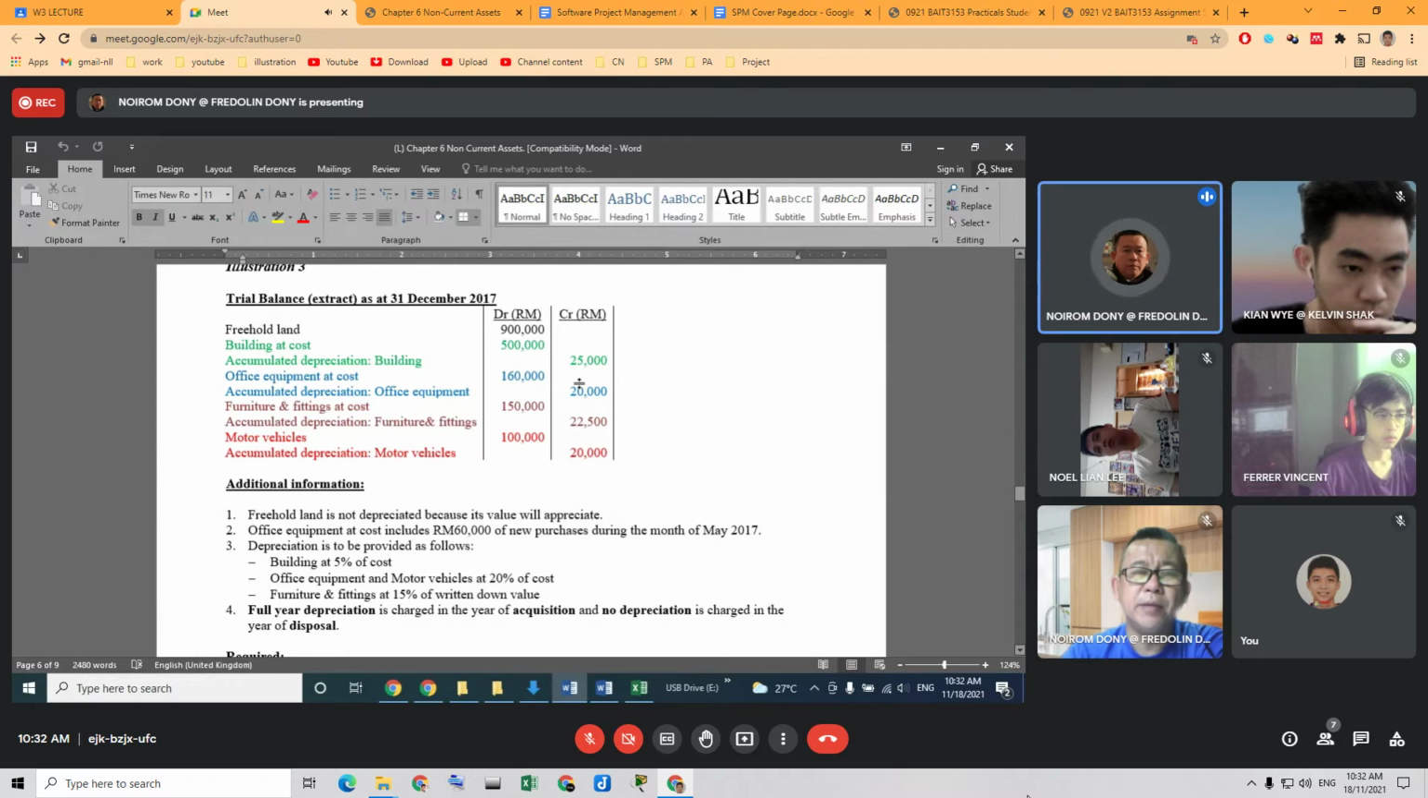The opening balance, normally in the particulars you write down as balance b/d, balance brought down. Above the total, we call it balance carried down. So don't use balance carried down for the opening balance. It must be balance brought down.